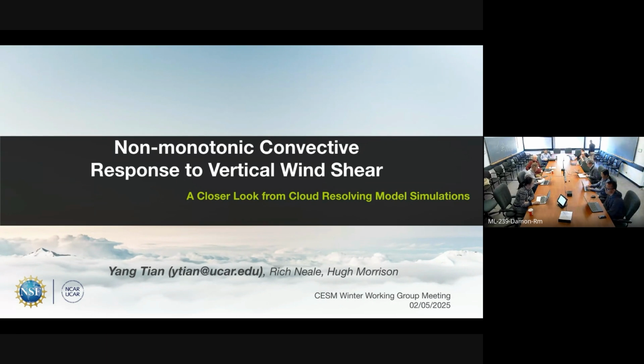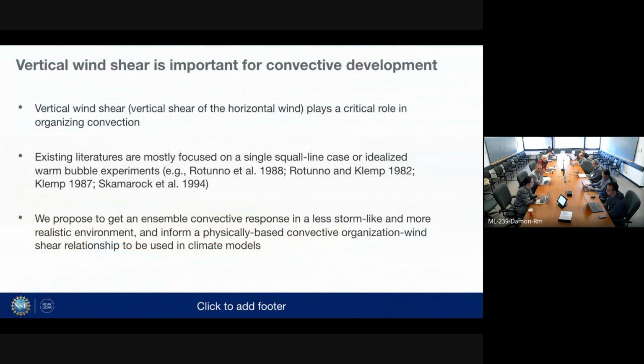Good morning, everyone. Today I'm going to present something that might be slightly different from other talks because I'm going to present a mechanistic study that looks at the relationship between vertical wind shear and convection development. So why do we care about vertical wind shear? Because we know it's important for organizing convection from mesoscale convective systems to the Madden-Julian oscillation, which is critical in the large-scale circulation pattern. Most existing literature on this topic focuses mostly on either a single squall line system or really idealized warm bubble experiments.